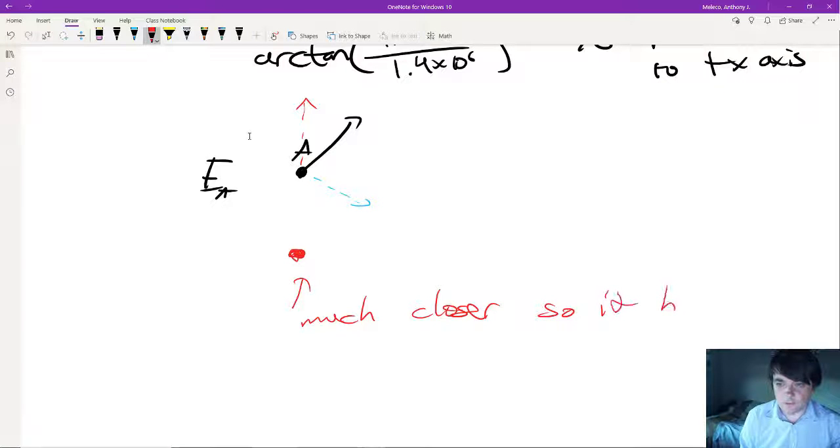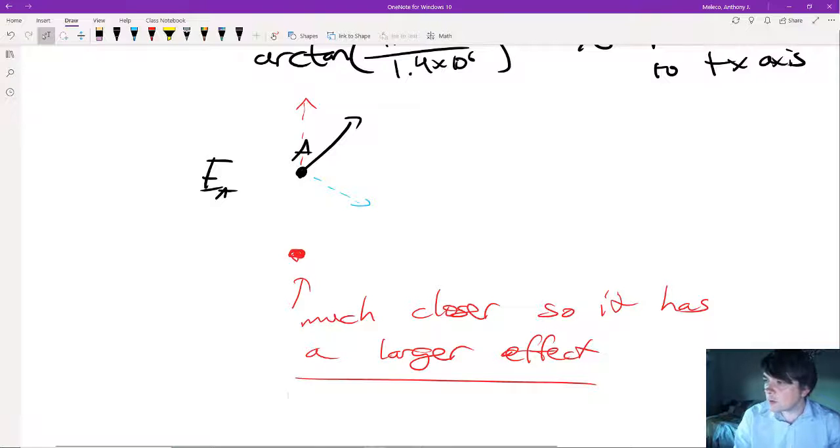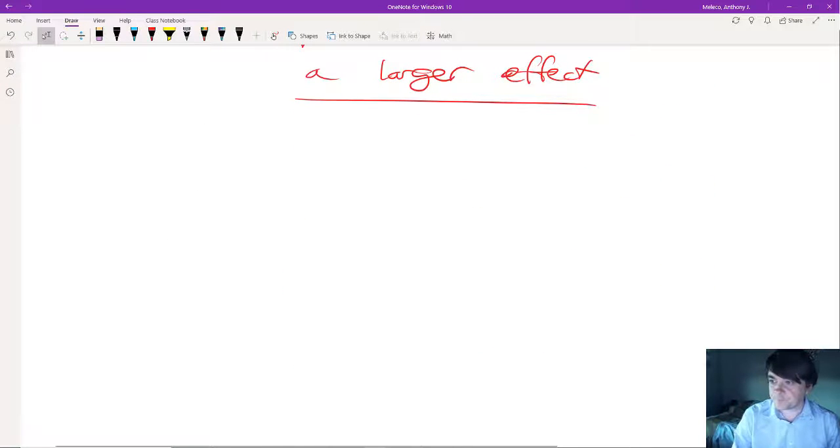So it has a larger effect. Okay. All right. Let's do the next one.